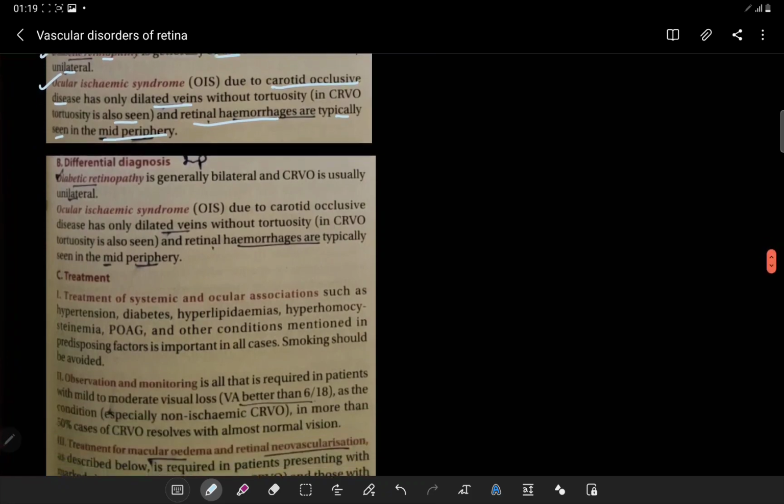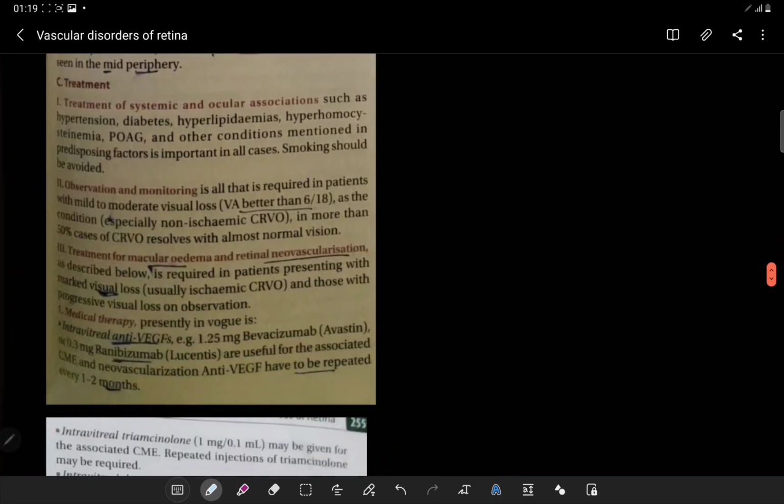And there is also one thing known as the ocular ischemic syndrome due to carotid occlusive disease, which has only dilated veins without tortuosity, that is the engorgement. In CRVO, tortuosity is also seen, and retinal hemorrhages are typically seen in the mid-periphery. Next, we have the differential diagnosis. After that, treatment. What is the treatment?